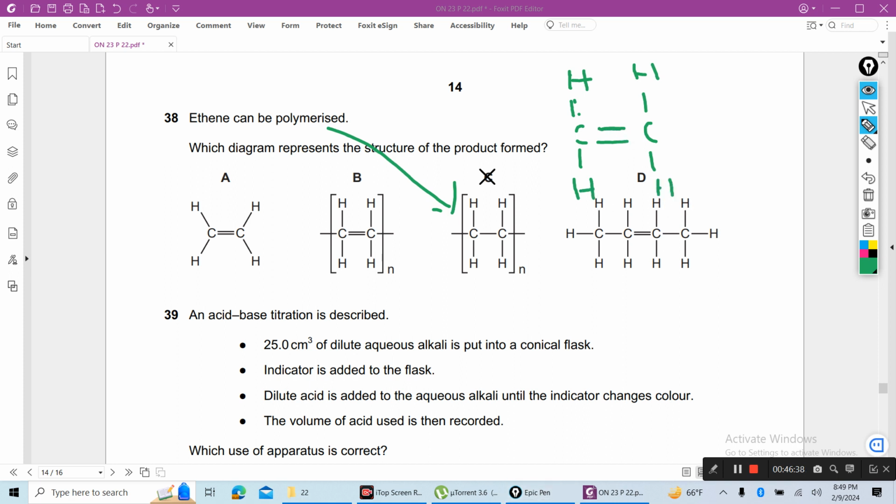so the double bond becomes a single bond, and one bond opens on the right hand side, the other bond on the left hand side. Of the double bond, one bond will be less, it becomes a single bond, and one bond opens on the right hand side, another bond opens on the left hand side. And here n means n number of alkene molecules, ethene molecules. So C is the correct answer.